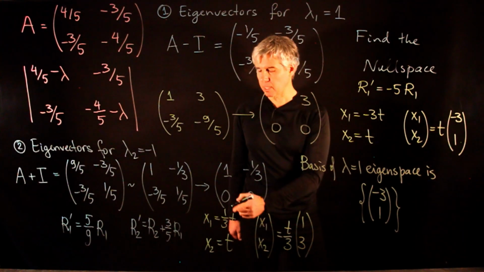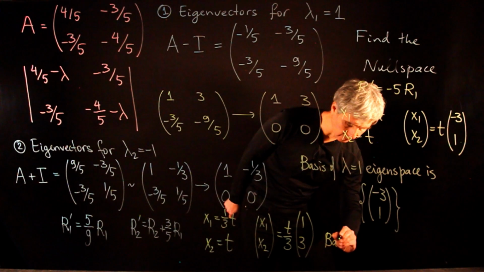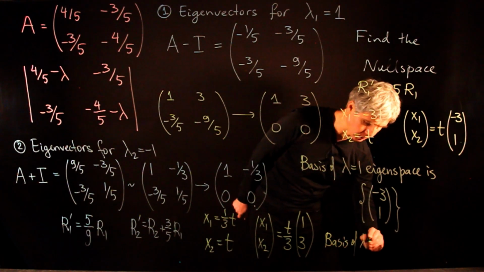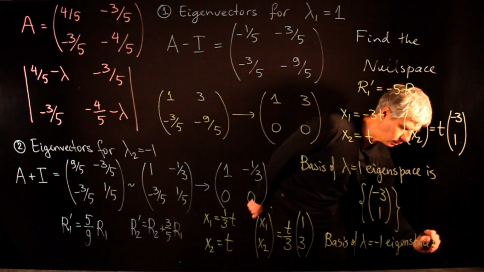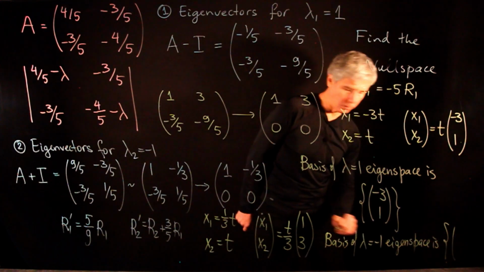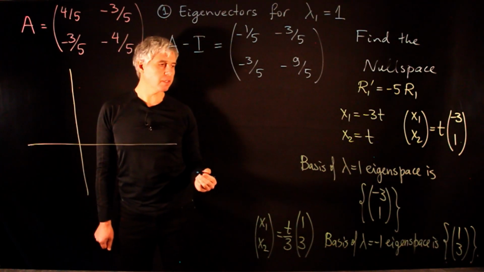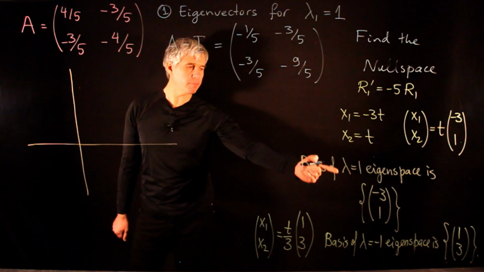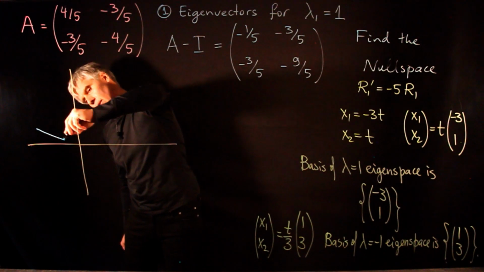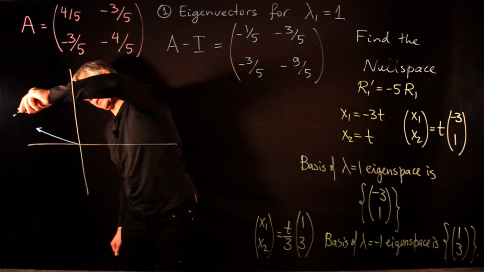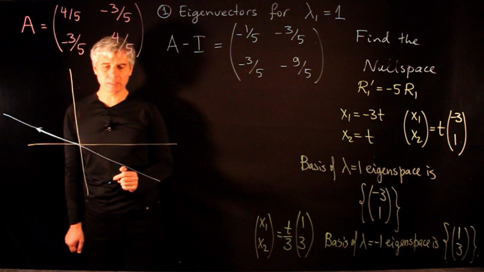And we conclude that lambda equals negative 1 eigenspace is also one-dimensional, and the basis of lambda equals negative 1 eigenspace is a single vector 1, 3. Now let us interpret these results. So here we have lambda equals 1 eigenvector negative 3, 1. So this is a vector that goes like this, right? And so the eigenspace is one-dimensional, so it's a line spanned by this vector.